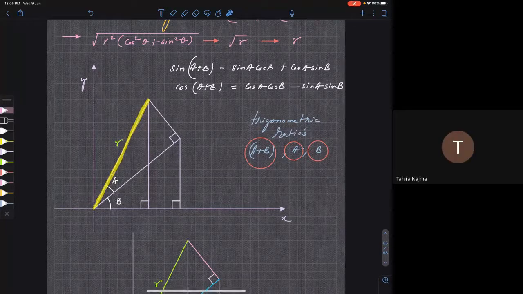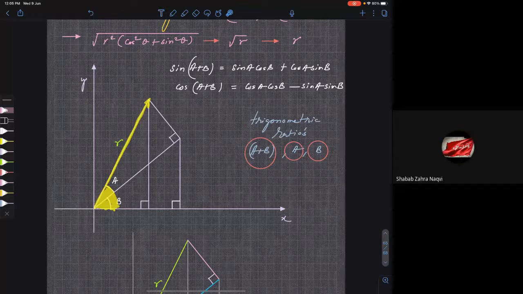Yes, sir. Now from there, first what I did was I drew a line R. It is pointing in some direction, and that direction is A plus B. Direction is always measured from positive x-axis in anti-clockwise direction. Can you see that?